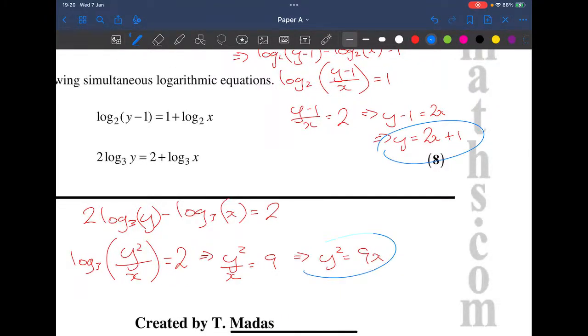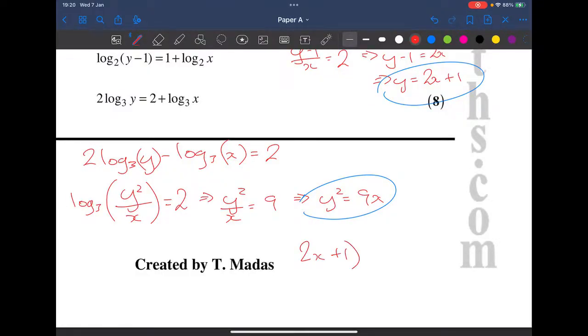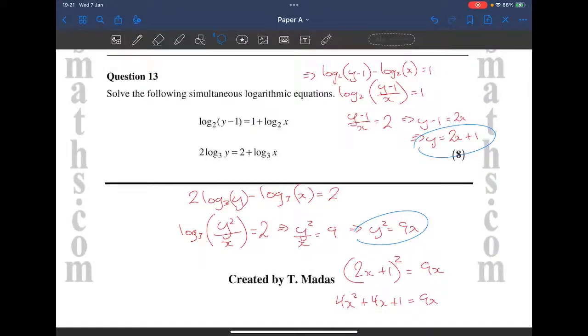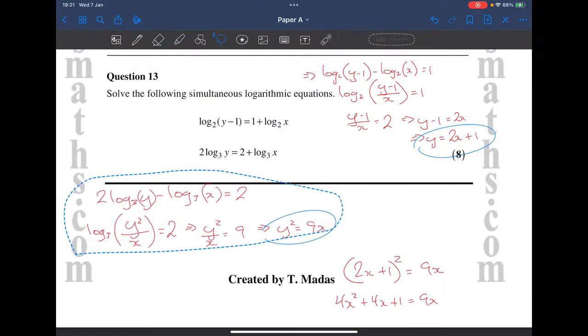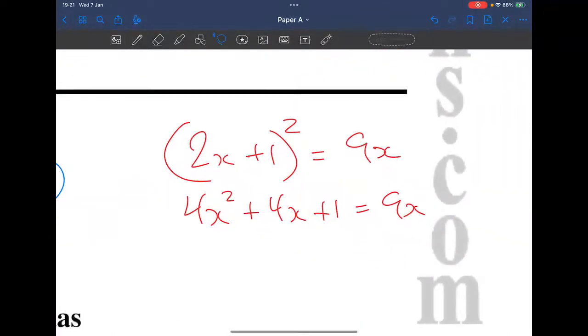Now we have the two equations, and they're in much easier forms to deal with. We're just going to sub one into the other. So to sub the top one into the bottom one, we'll have 2x plus 1 all squared is equal to 9x. Expanding that bracket on the left, 4x squared plus 4x plus 1 equals 9x. I will just move this all to the left a little bit so I've got some more space to work with. Bringing everything to one side, we'll have 4x squared minus 5x plus 1 equals 0.